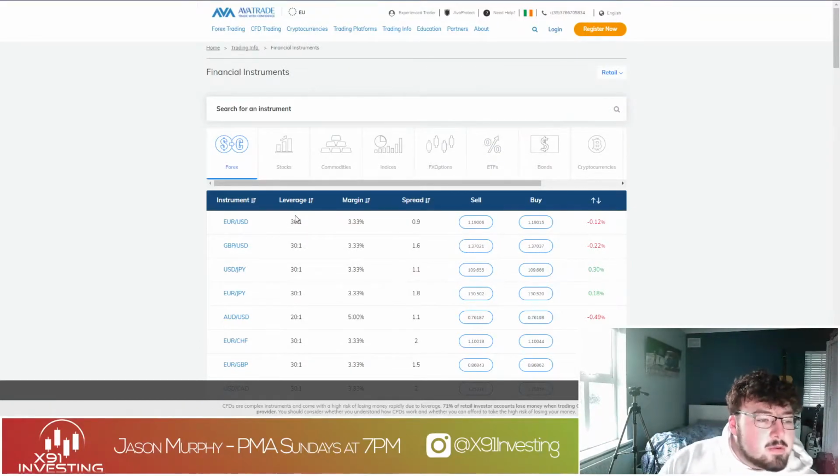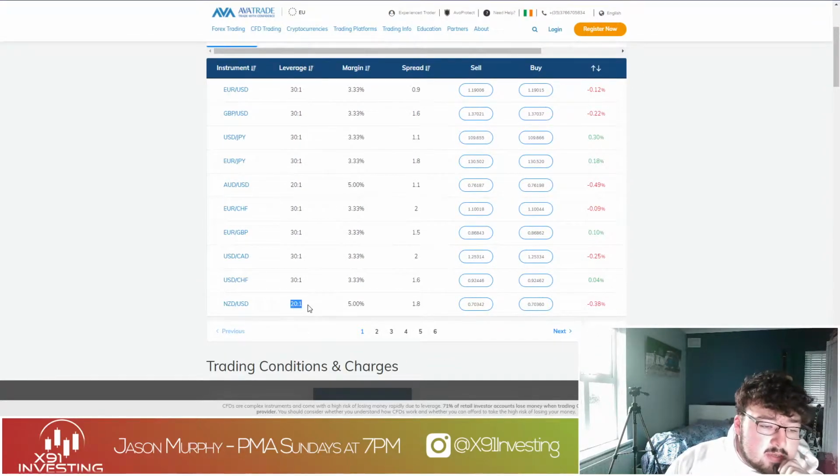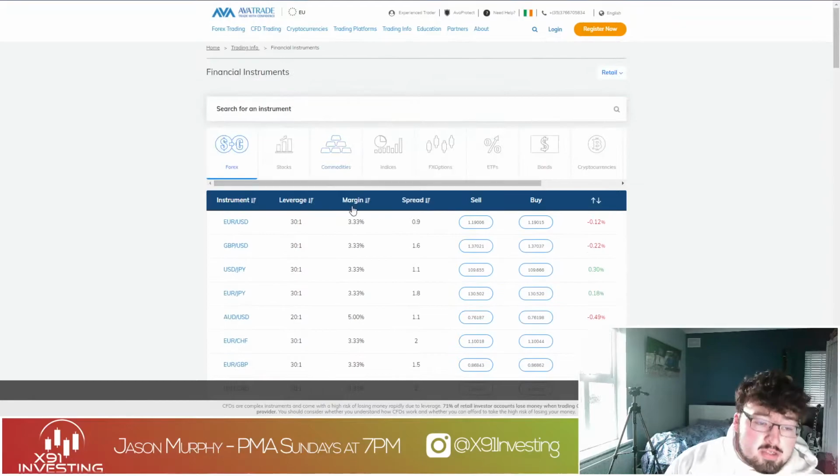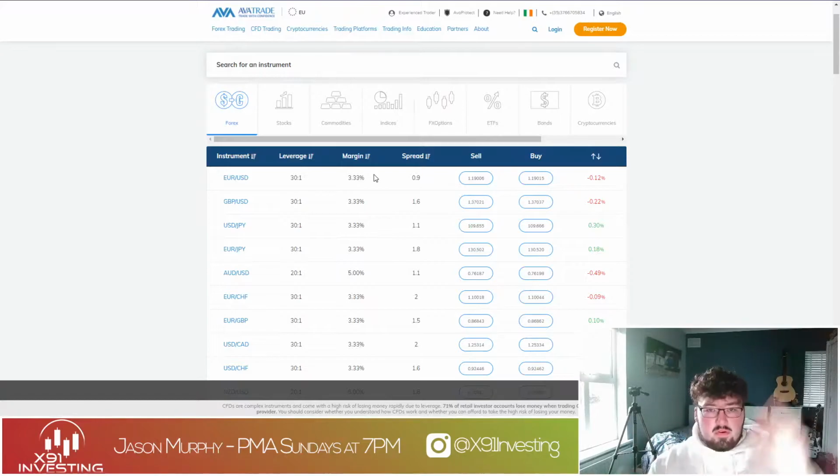Here it is. So in Forex, on AUD USD it's 20 to 1. On NZD USD it's 20 to 1. That's the margin you need to supply to trade the position. So you need 3.33% of the position you want to take in your account as the buffer for if your trade goes on its head.